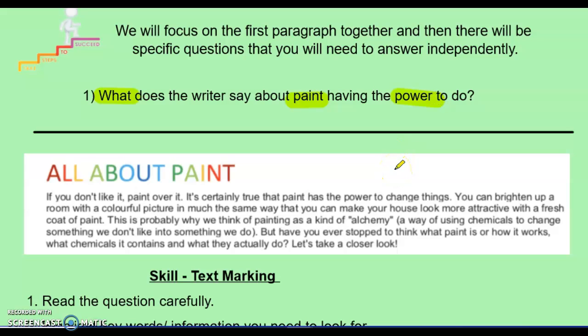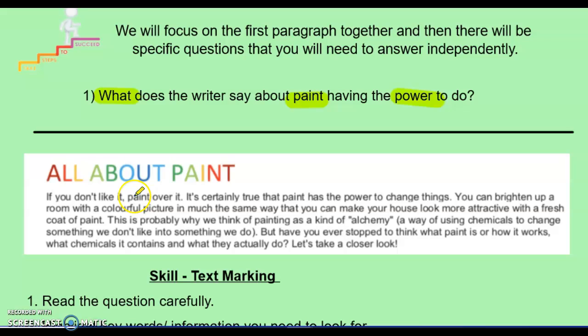So I've highlighted my keywords in that question. What, paint, power. Okay, so that's the information I need to find. What does paint have the power to do? So I've got my 3 really important keywords in my question. Now I'm going to skim and scan over the text, and with my finger, just look for those words paint and power. So I'm going to go over it.